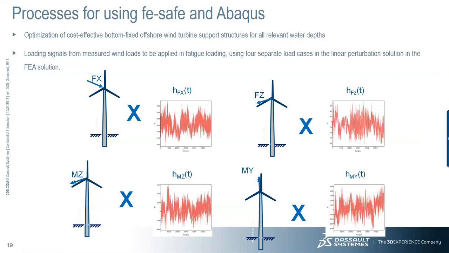So what you can do now is set up your finite element model, and in the finite element model, you can have four different steps. In the first step, you apply the force in the X direction as unity. In the second step, you apply the force in the Z direction as unity. In the third step, the moment in the Z direction as unity. And in the fourth step, the moment in the Y direction as unity. So these will be the four steps coming from your finite element model, and the output will be the stresses from all these different steps.